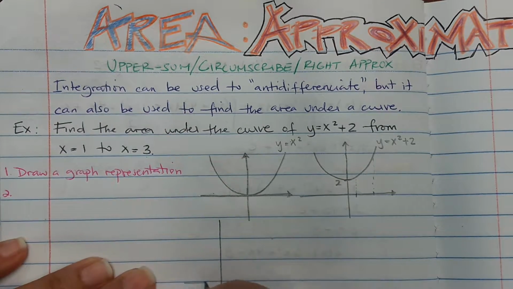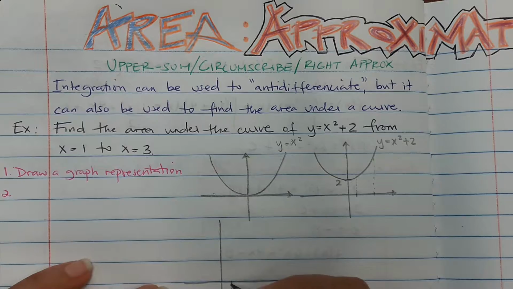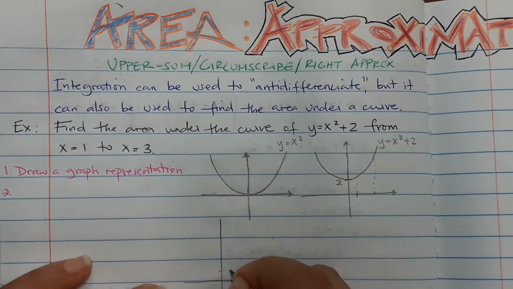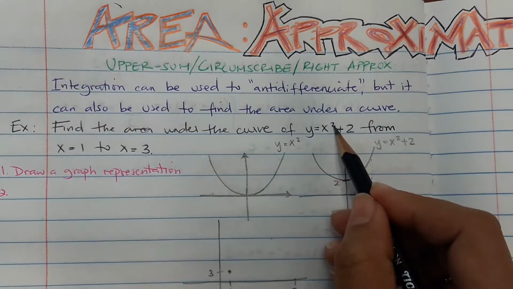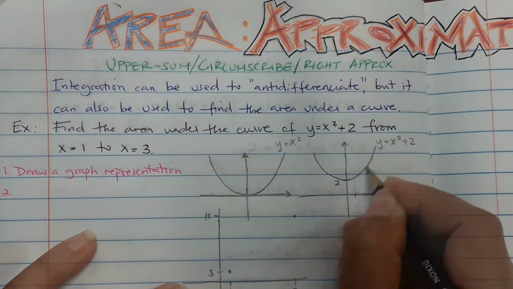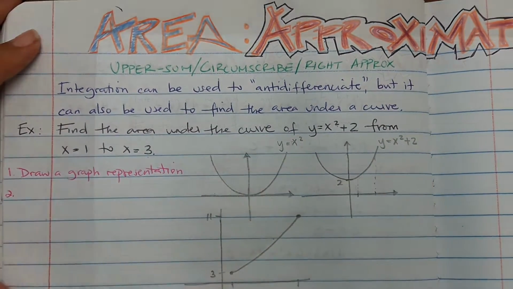So at 1, if you plug in 1 to the function, you'll get 1 squared plus 2, which is 3. So when x is equal to 1, y is equal to 3. And when x is equal to 3, y is equal to 3 squared, which is 9, plus 2, which is 11. Right, so I'm only looking at that section. So they're trying to find the area underneath that curve.